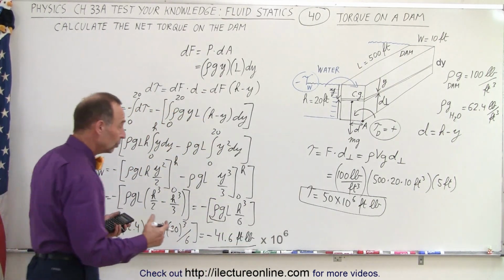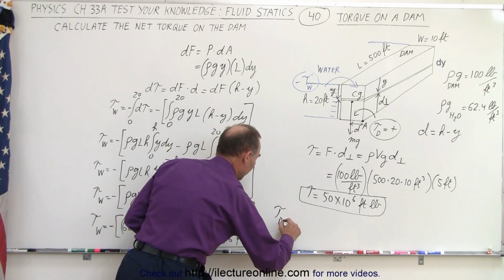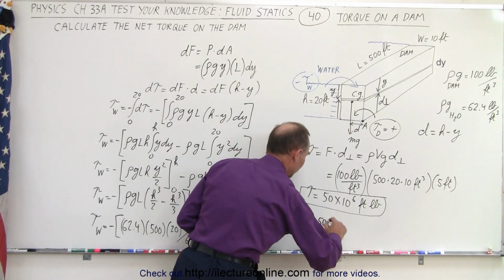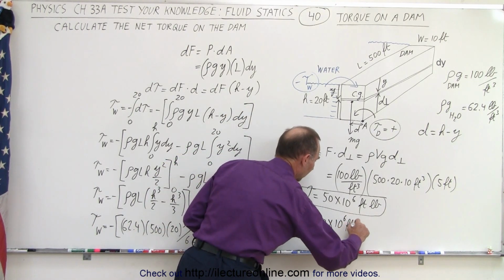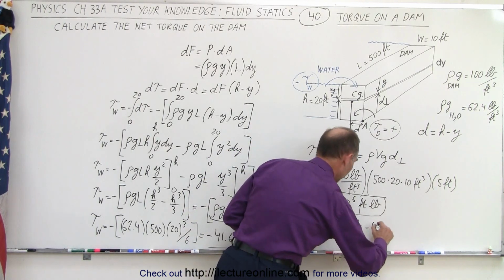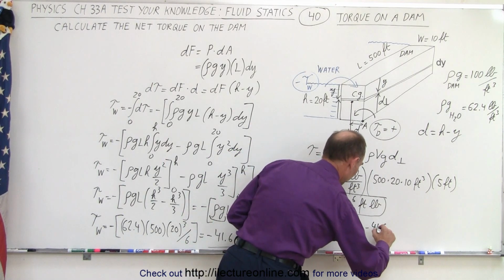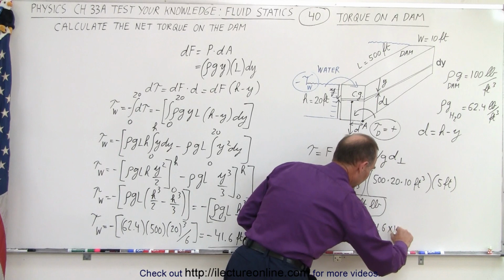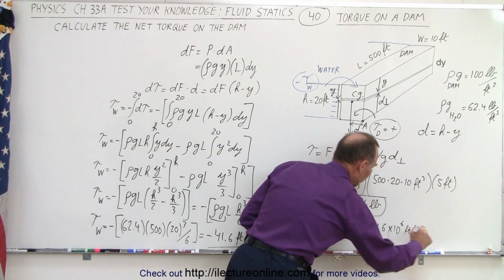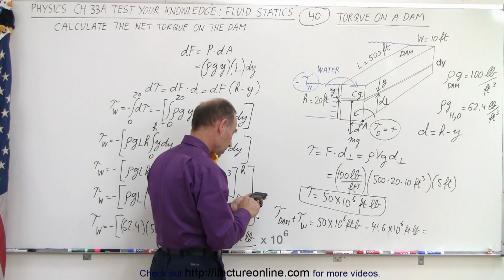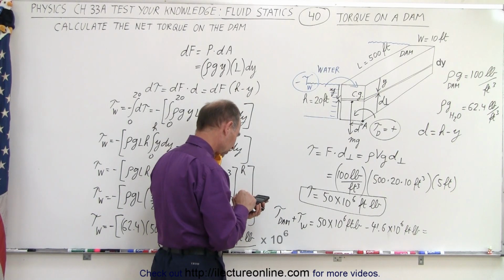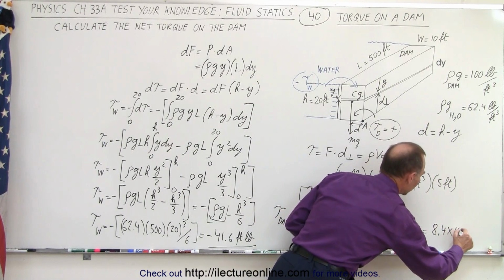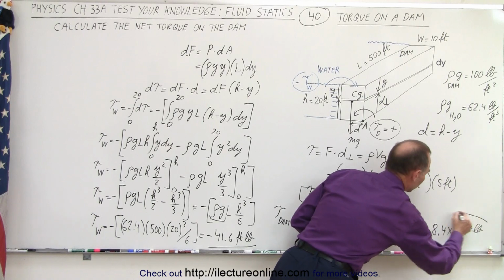So if I then add the two together, the torque of the dam plus the torque caused by the water is going to be equal to 50 times 10 to the 6 foot-pounds minus 41.6 times 10 to the sixth foot-pounds, which is equal to 50 minus 41.6, 8.4, so it's going to be 8.4 times 10 to the sixth foot-pounds of total torque.